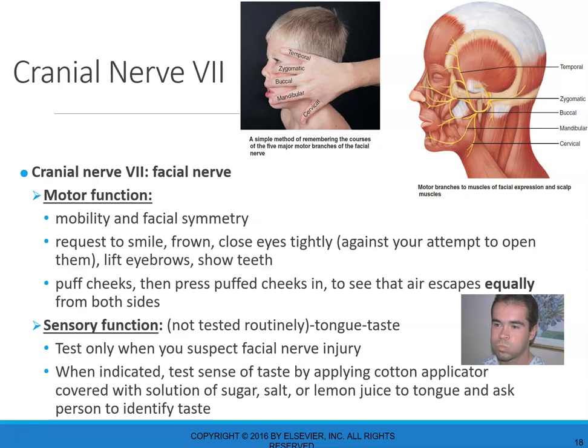For sensory function, which is not normally tested, you're going to test for taste. So you put a solution on a cotton tip applicator with sugar, salt, or lemon, and you touch it to the tongue, and they have to identify what it is.